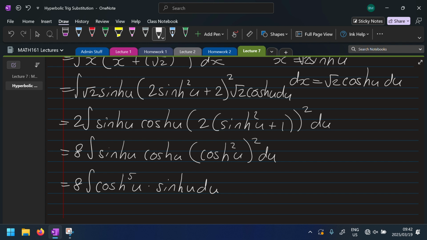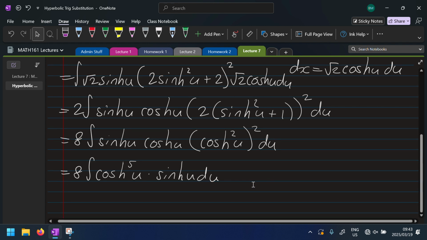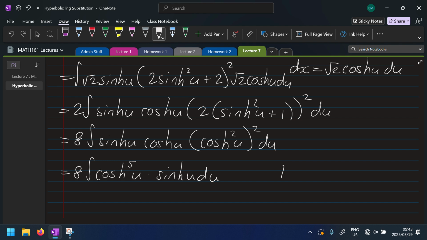Here this is 2 squared, so that's 4. And then we had a 2 out in front, and then that's 8. So we can't do a u substitution, we've already got u, so let's call it t. So we have t equals cos hyperbolic u. dt will be sine hyperbolic u du, which we have on the side there.